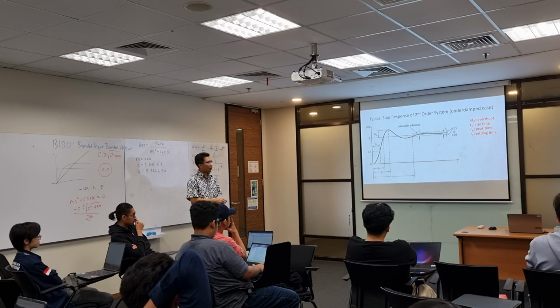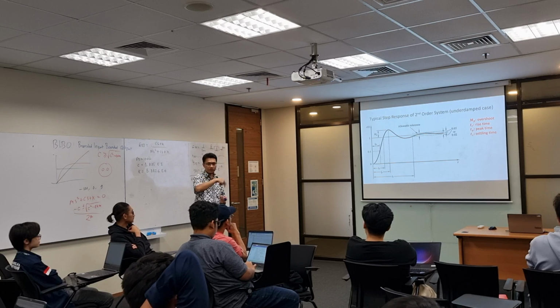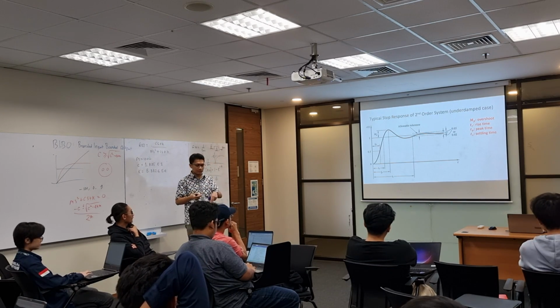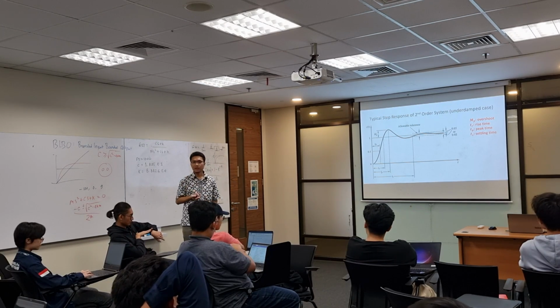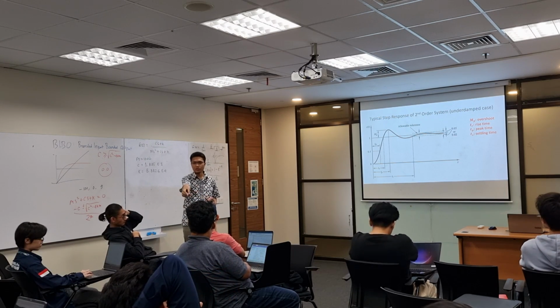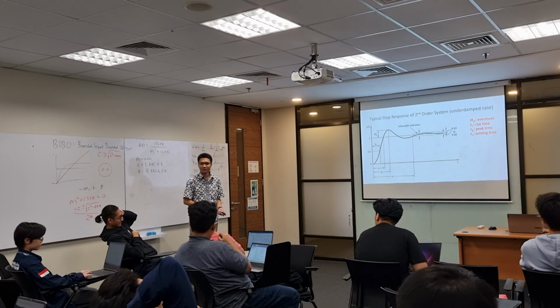Overshoot is how much it deviates above the steady state value. That means overshoot. Yeah, you see, this class is supposed to end at 3:45, right? If I end at 4 o'clock, that means I have overshoot of 15 minutes. That's what you mean by overshoot.